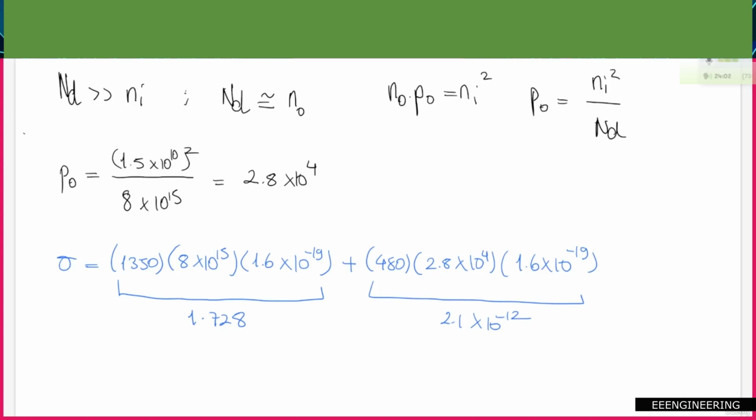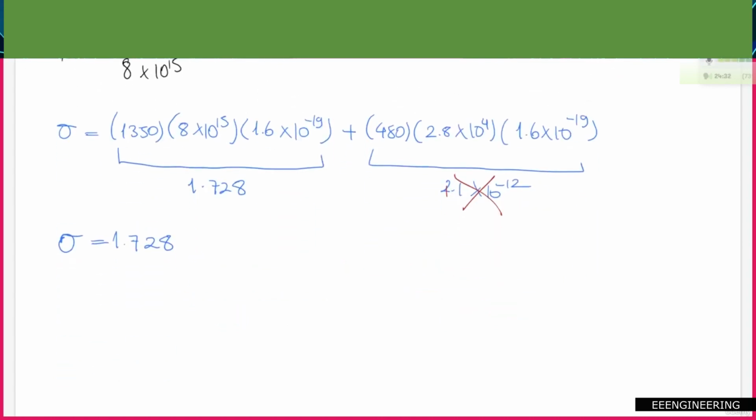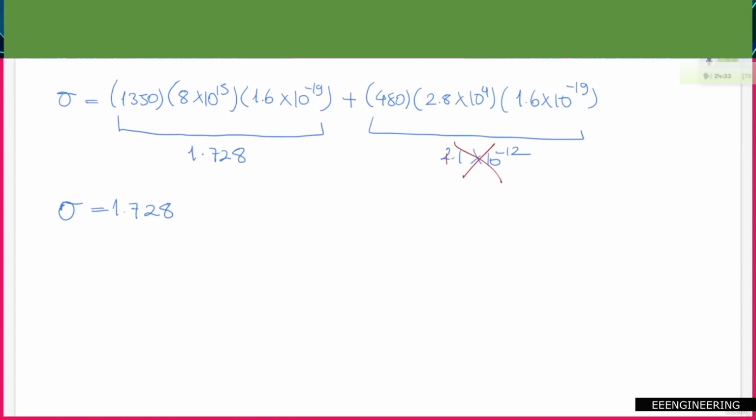So what we're going to do in here is ignore this value, because when you compare the two contributions, this one is a lot smaller than 1.728. So we can simply ignore it, because it's going to be something like 1.72800000021. I mean, we don't care about that. So basically, our conductivity value, let me change my color again, is going to be 1.728.